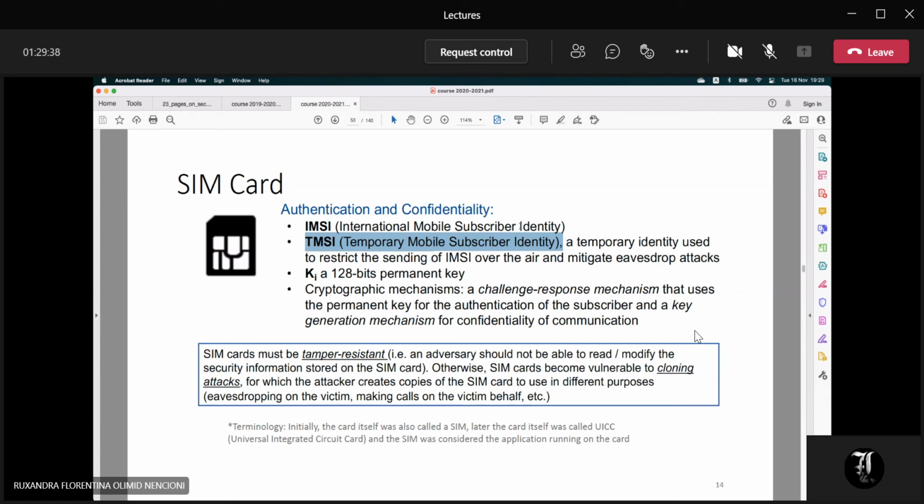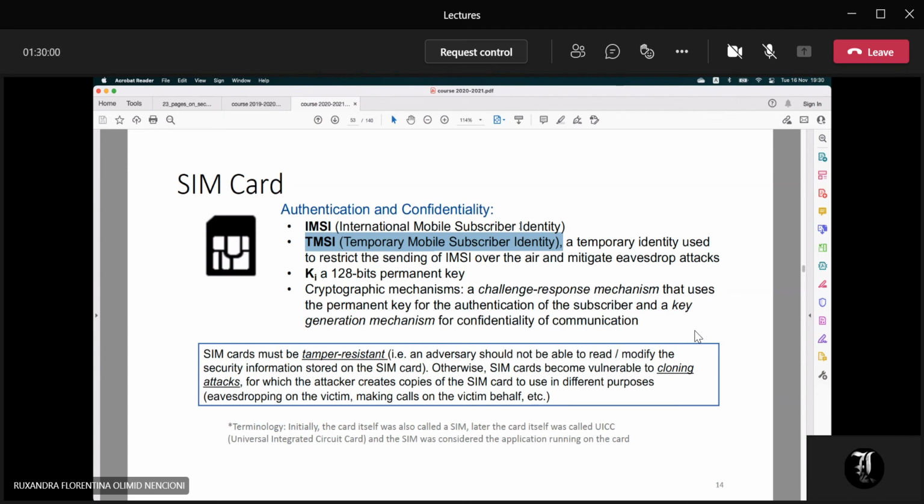And this has more benefits. For example, somebody cannot track me if I'm moving in space. If I'm using the same ID all the time, somebody who is watching me can draw the map of where I moved, let's say.